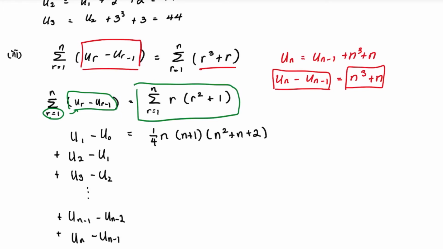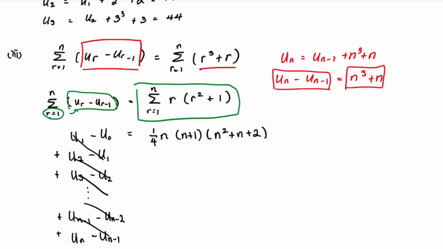So this is basically your normal method of difference. We can cancel out all the similar terms. You can cancel essentially this way, going downwards, and you'll be left with un minus u0. So un minus u0 would now be equivalent to 1/4 n times (n plus 1) times (n squared plus n plus 2).